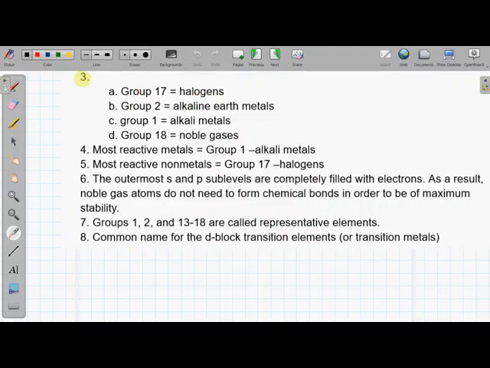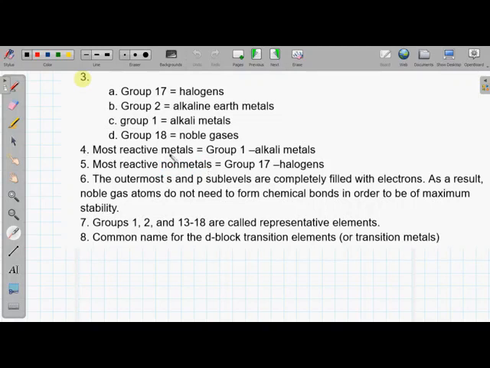I don't expect you to memorize the entire periodic table, but you should know that group 1 is the alkali metals, group 2 is the alkaline earth metals, group 17 is the halogens, group 18 are the noble gases. Group 1, aka the alkali metals, are the most reactive metals. Group 17, aka the halogens, are the most reactive non-metals. Okay, so if you put an alkali metal and a halogen together, they're very reactive together.